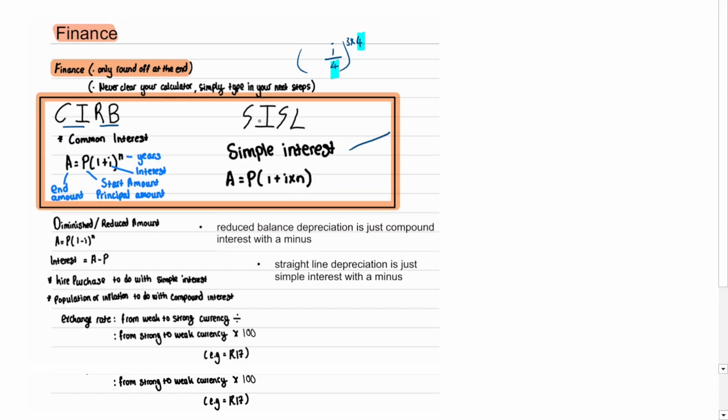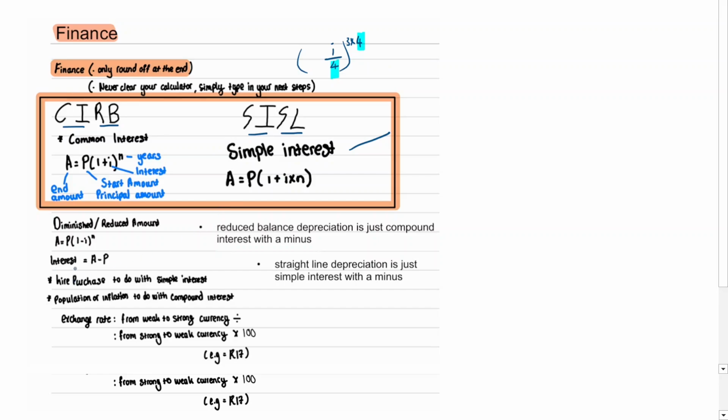And so this is an old lady's name. I'm sure it was spelled differently, but Cecil. Simple interest will always go with straight line depreciation. So if you see straight line depreciation, just think of this little acronym, and you'll know that it's pretty much simple interest, just with a minus in here.